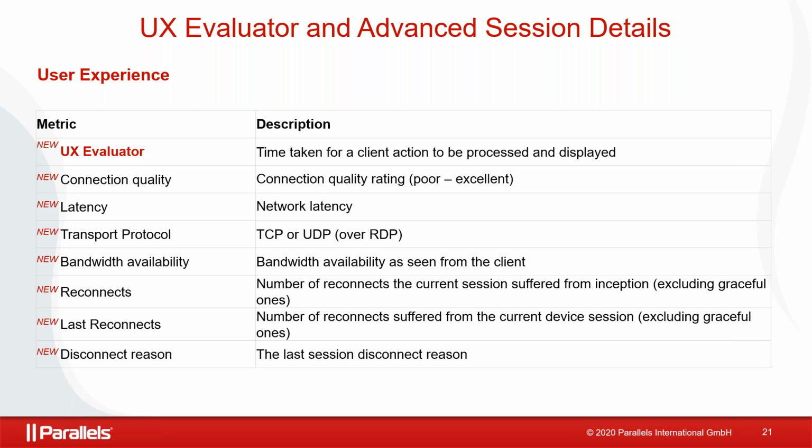Apart from the UX evaluators we talked about, then we have the type of connection, the quality of connection, the network latency. As a display protocol, we use RDP with additional virtual channels, of course, but here we're more interested in the transport protocol. So if it's a TCP or UDP connection, that's great for an administrator to understand how their users are connecting, if there are issues with users' experience. Bandwidth availability and bandwidth usage are also available there.